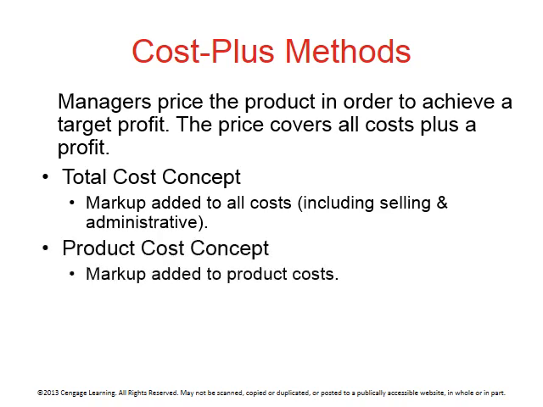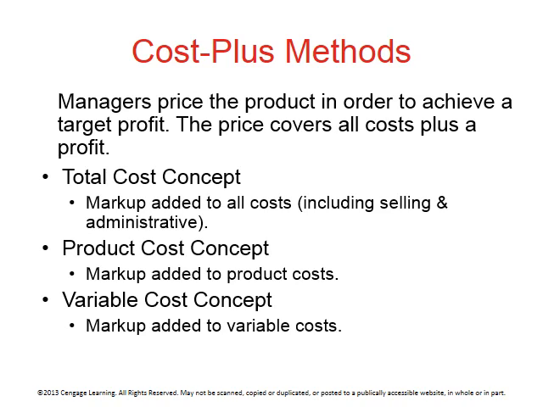The product cost is if we don't look at selling and administrative costs, we just look at the product costs. So that's our direct materials, direct labor, and overhead, and then we add the markup onto our total product cost. And then the variable cost is we just add the markup to our variable cost to manufacture the product.